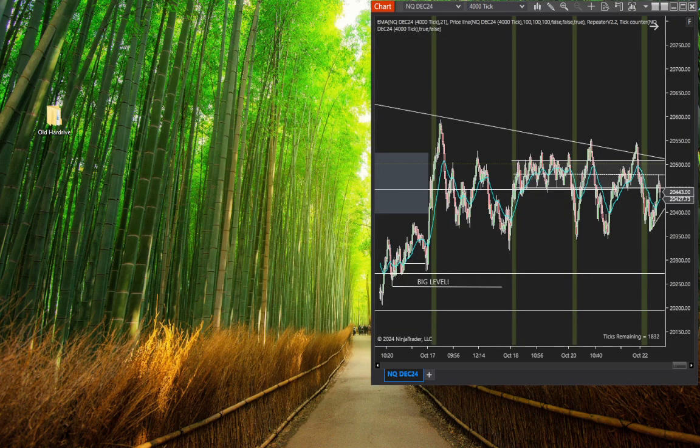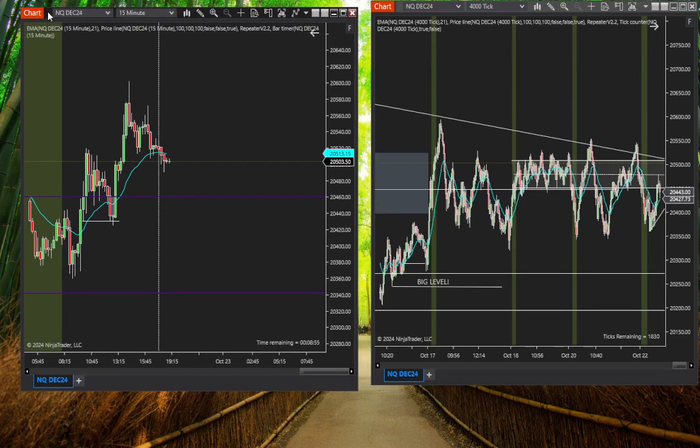Imbalances, they do like to fill, sometimes aggressively. Other times, I like to say they like to color in the lines, right? It's like a coloring book. They want to color in the lines.